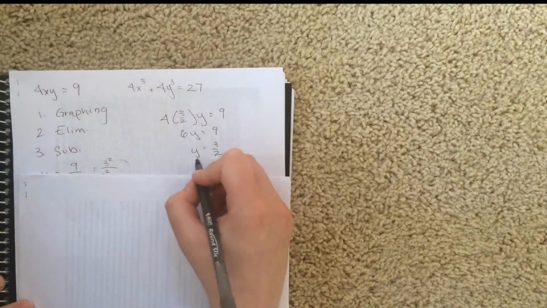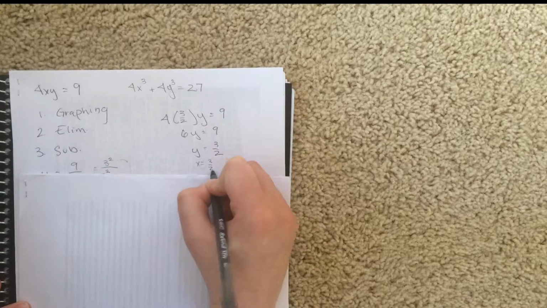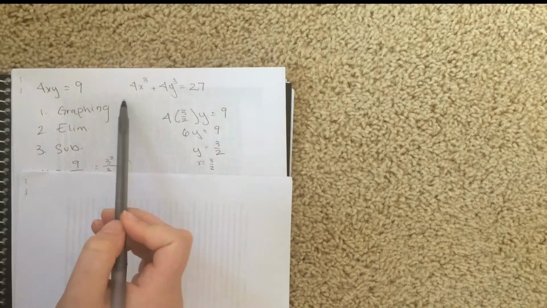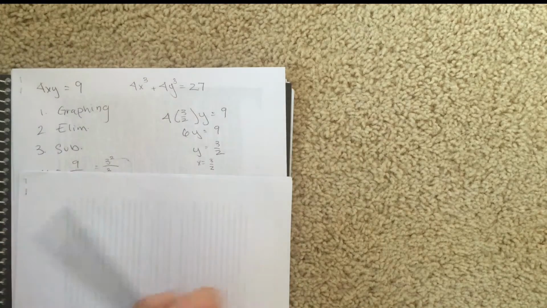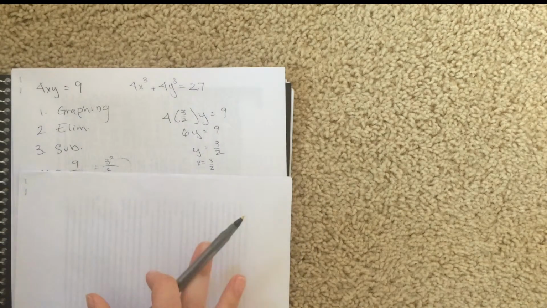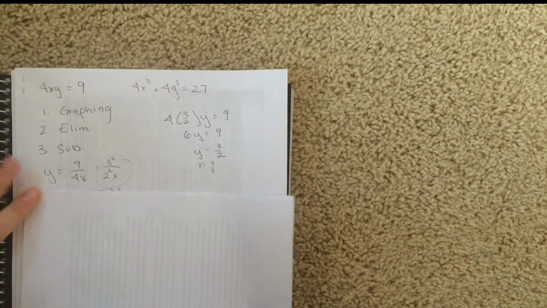So you get that y equals 3 halves and x equals 3 halves. You can check that by plugging them both into the equations and seeing if they equal the right value. And in this case, they do. So you're good to go.